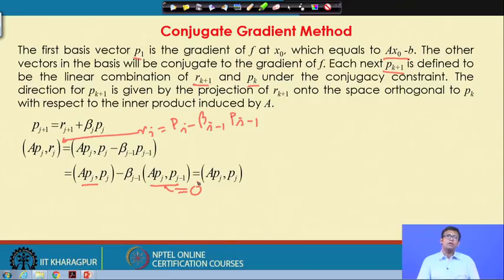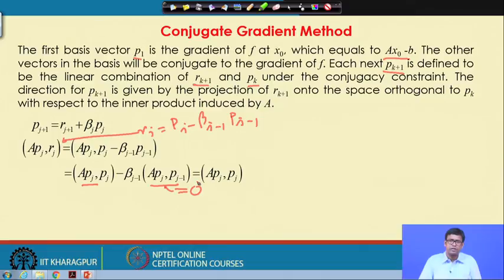So, we started with the fact that each next auxiliary vector is a linear combination of the previous auxiliary vector and the present residual vector, and then we take the dot product of one auxiliary vector with the residual vector as an A conjugate dot product, and it comes out to be A p j p j.